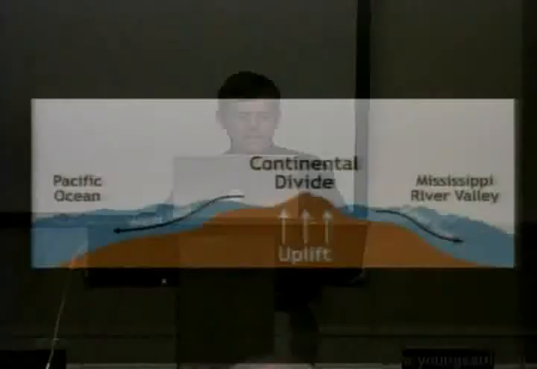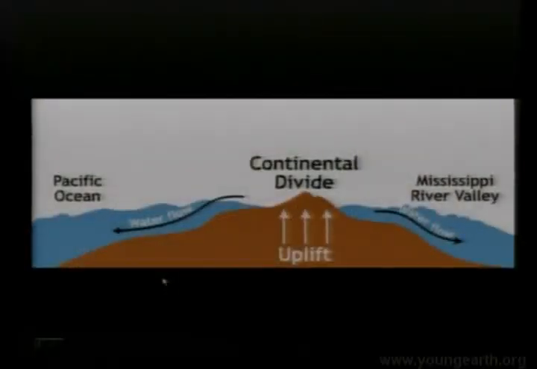So this is kind of the big picture of the Western United States. You have massive uplift of the continent and the mountains at the same time. And the water, which would generally flow from west to east because of the spin of the earth, gets diverted and starts to flow split, and one part goes towards the Pacific Ocean, and the other part goes towards the Mississippi River Valley. That's the big picture.